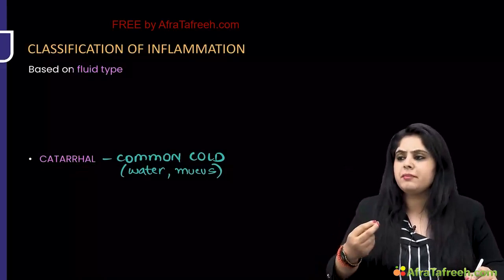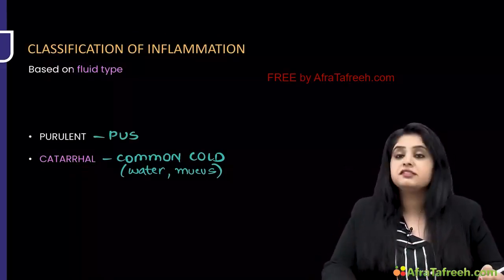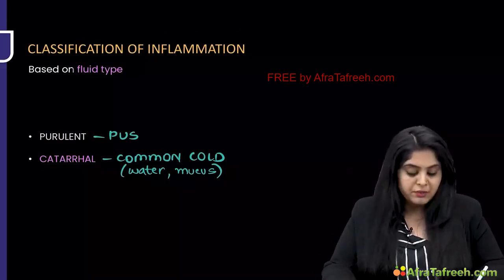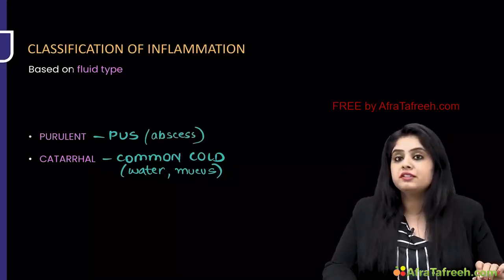Second, a day-to-day life example. Have you ever had an abscess? With pus. So what is that pus known as? Pus is known as purulent inflammation. So when you are talking about an abscess, purulent inflammation is something that you would be considering.